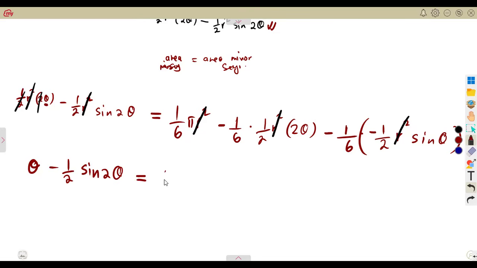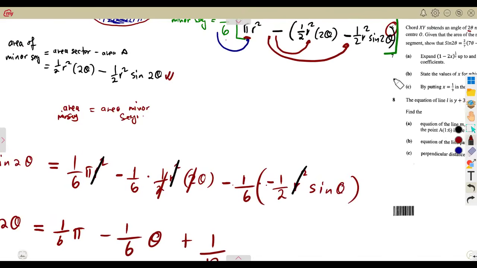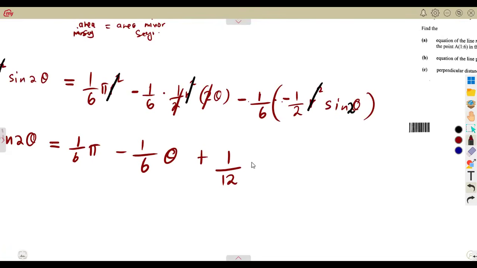Then on this part, we're gonna have 1/6 pi. And here we're gonna also cancel the 1/2 and the 2 cancels. So you remain with minus 1/6 theta. All right, there we're gonna multiply negative times negative. That will be plus, that's positive 1/12 sine. Where am I getting sine theta, guys? This was sine 2 theta. This is 2 theta here. So it's gonna be sine 2 theta. All right, so this is what we have.